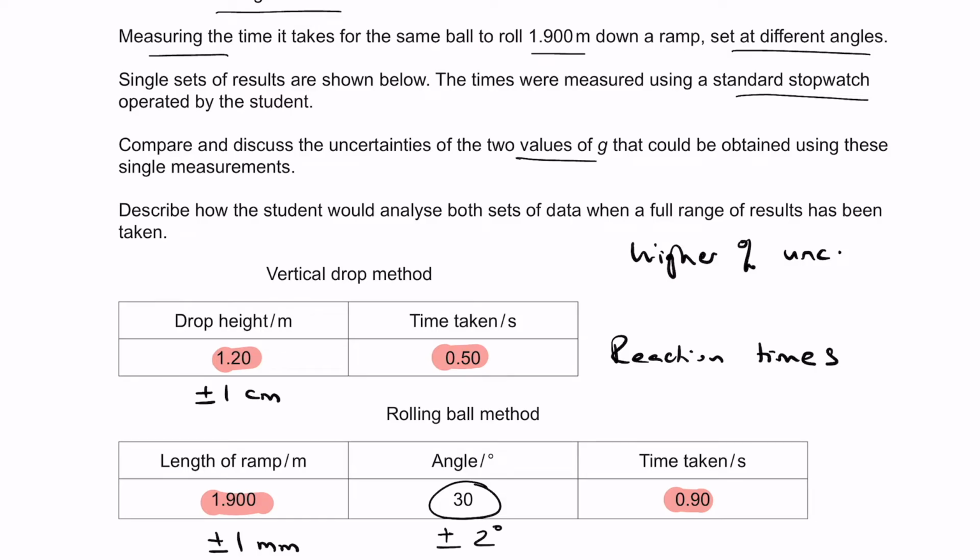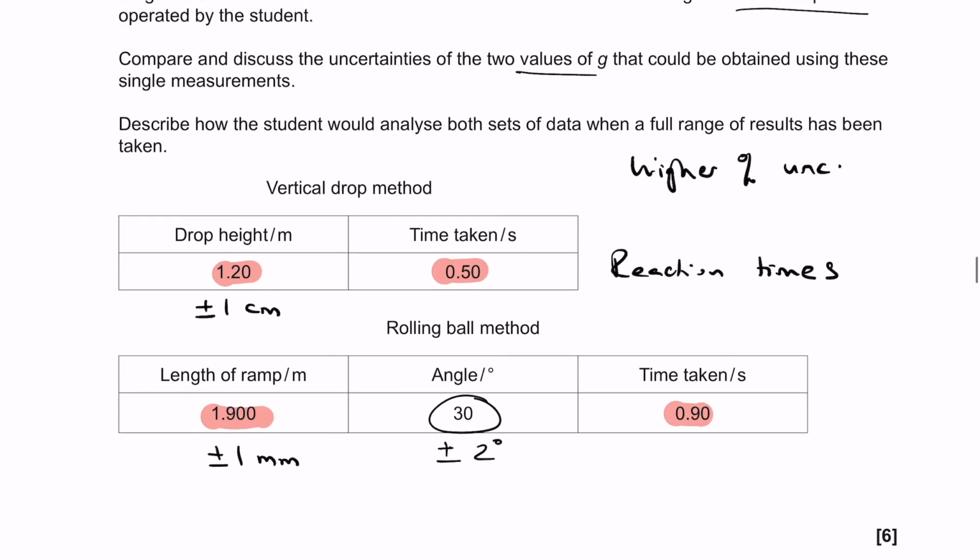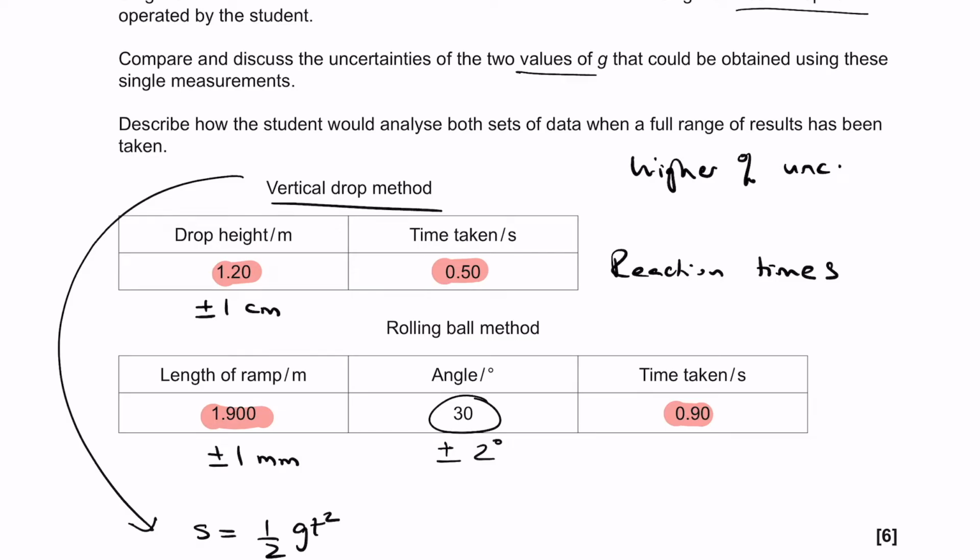Again, if we were to calculate using the first method, we will have s equals half g t squared. Now, if we were to calculate the uncertainty in g, it would be affected by t squared. So the percentage uncertainty in g will be basically twice that of the uncertainty in the time recorded. And that applies in both cases, because we are ultimately using roughly the same formula.